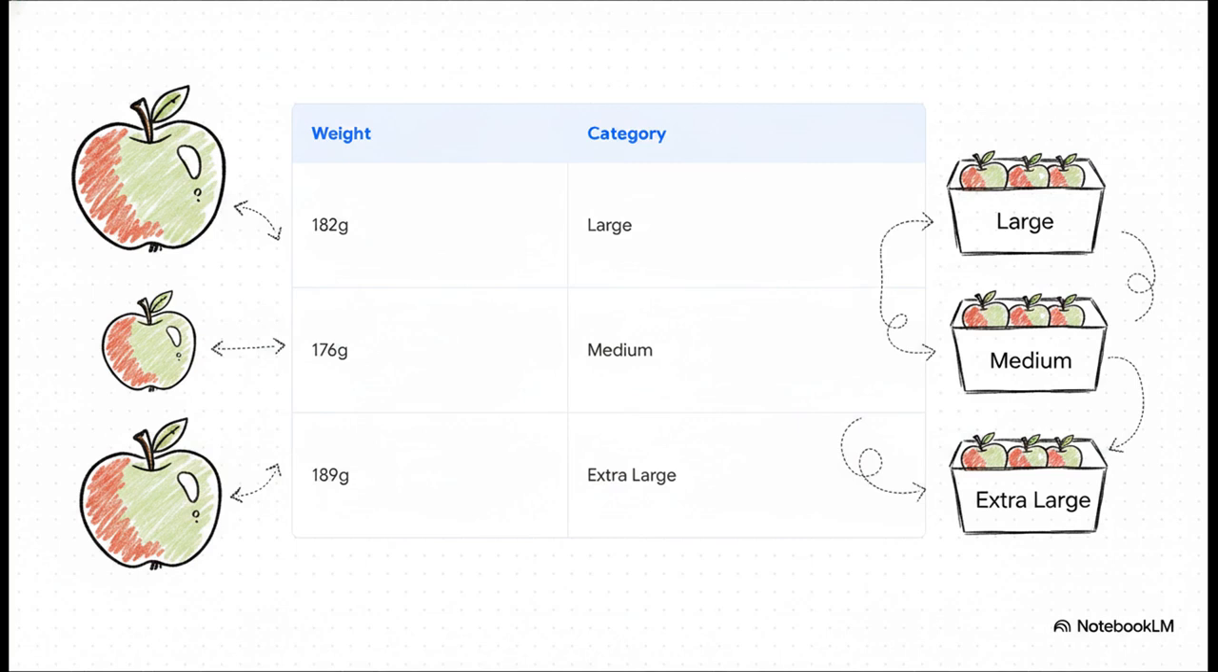Think of it kind of like a supermarket grouping apples by size categories instead of weighing every single one. We're simplifying the data to make it manageable. You don't really need to know that one apple is exactly 182 grams and another is 176 grams to know they both belong in the large bin, right? By summarizing the data like this, the overall pattern remains entirely intact, but the sheer amount of information the algorithm has to process shrinks drastically.